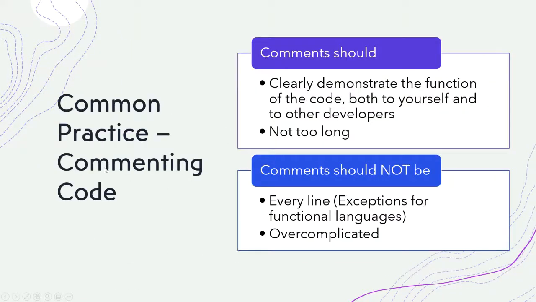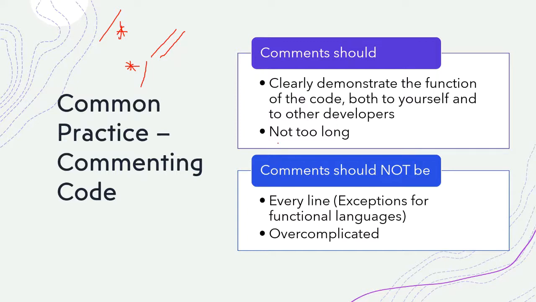We also have the commenting code. Comments should clearly demonstrate the function of the code, both to yourself and to other developers. I believe you already know how to use comments in programming. These are basically the two slashes. This is how we do comments in programs, the two slashes, or if you want, there is also the slash-asterisk and asterisk-slash. So this is how we comment code.